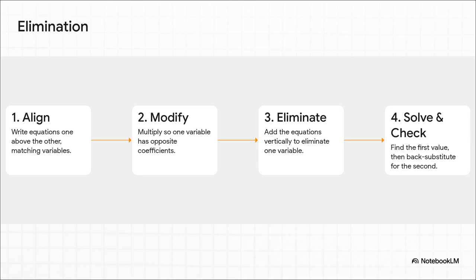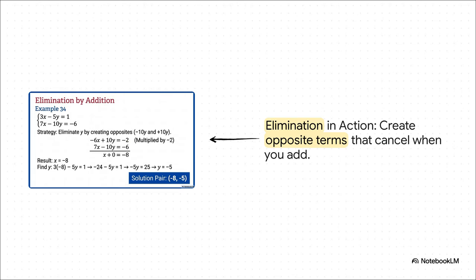First, you align your equations, stacking them right on top of each other. Second, you modify one or both of them. This means you multiply an equation by some number to make the coefficients, the numbers in front of the variables, perfect opposites, like a positive 5x and a negative 5x. Why? Because of step 3, eliminate. You add the two equations together, and those opposite terms just cancel each other out. They're gone. Finally, you solve for whatever variable is left, and then find the other one, just like before. Let's watch the magic happen.